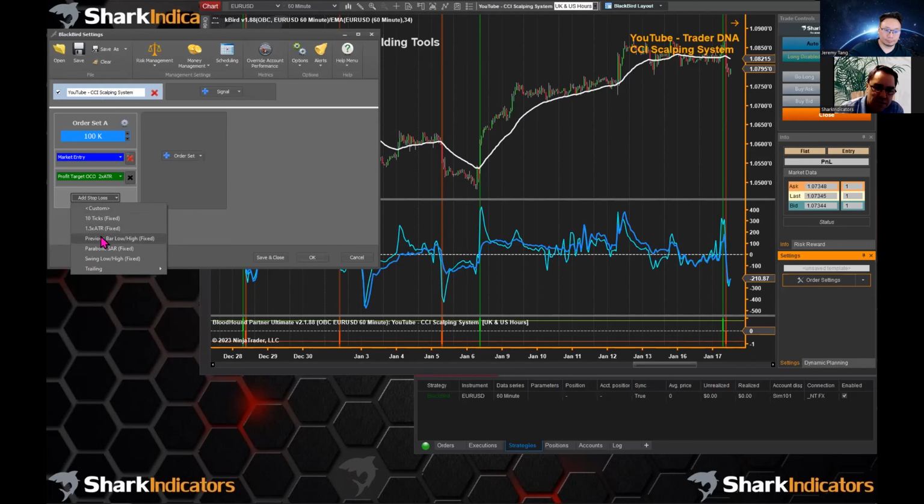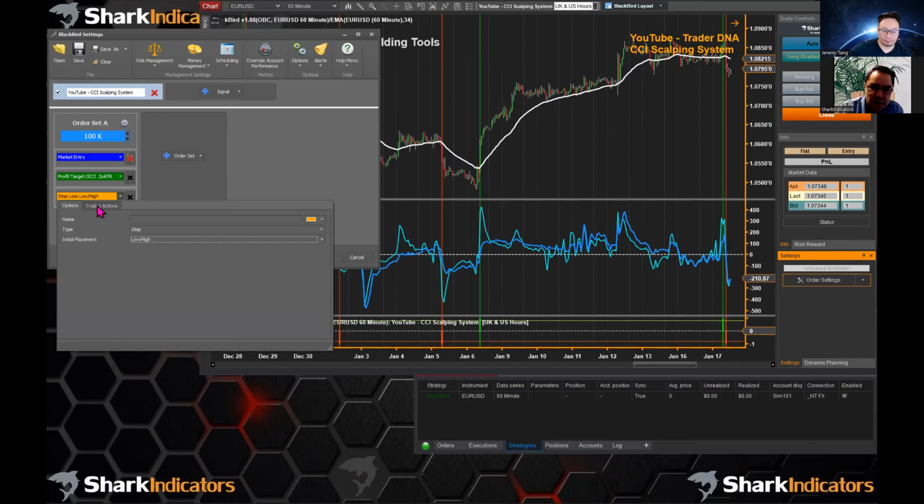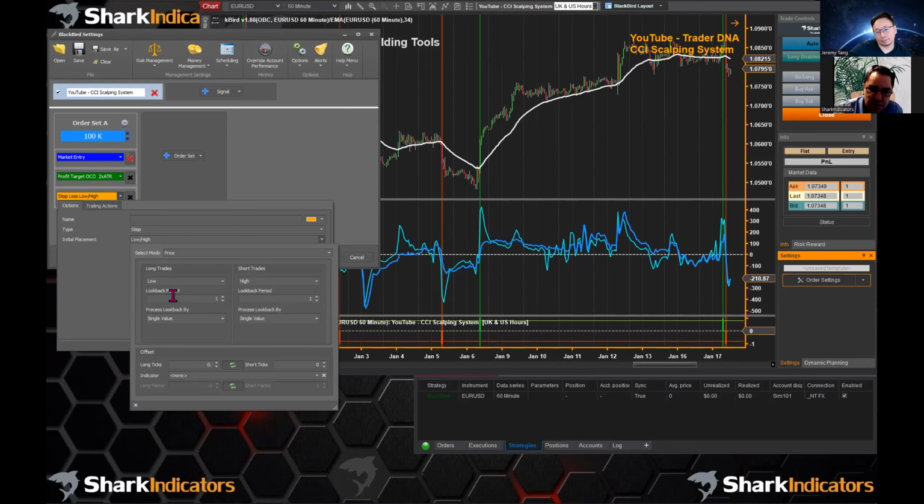But we don't want that fixed tick stop loss. We want to use the bar low and high prices here, as that Trader DNA system was alluding to. So I'm going to start with that previous bar low and high from the quick list, but I do need to go in and make an adjustment here, right? Because that video says you're not just using the last bar's low and high, but you want to look back a little bit.